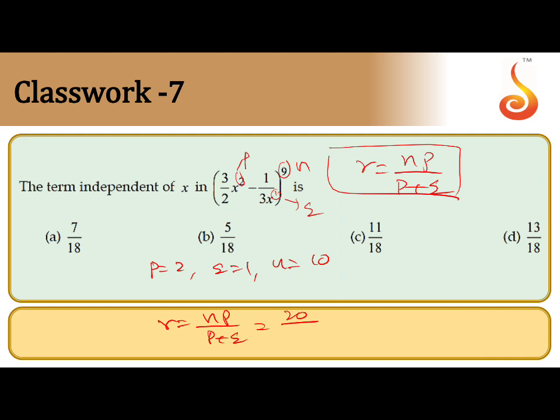So N is 9, sorry, not 10. So 18 by P plus Q, 2 plus 1, 3. That gives 6. R equal to 6. If you take r equal to 6, find the term that gives the term independent of x. I will solve the remaining part on the next page.